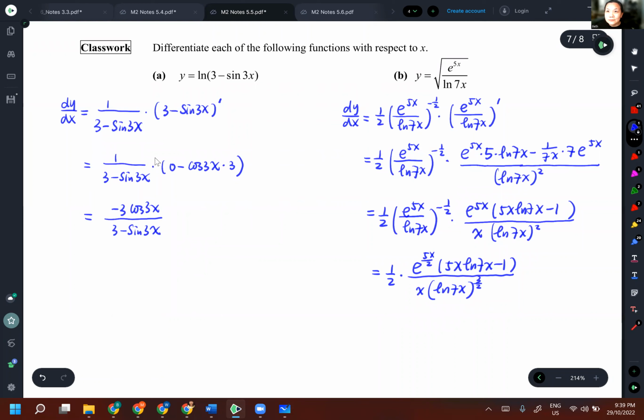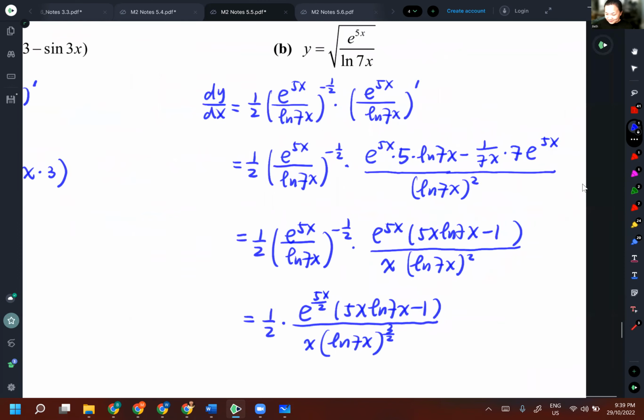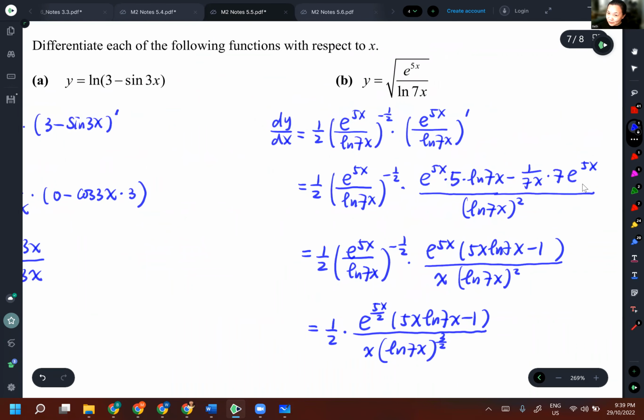Look at the answer. For part A, this is the answer. For part B, remember there is a 3. Now for part B, the simplification part, I do chain rule first. I think this is how I'm gonna do it.